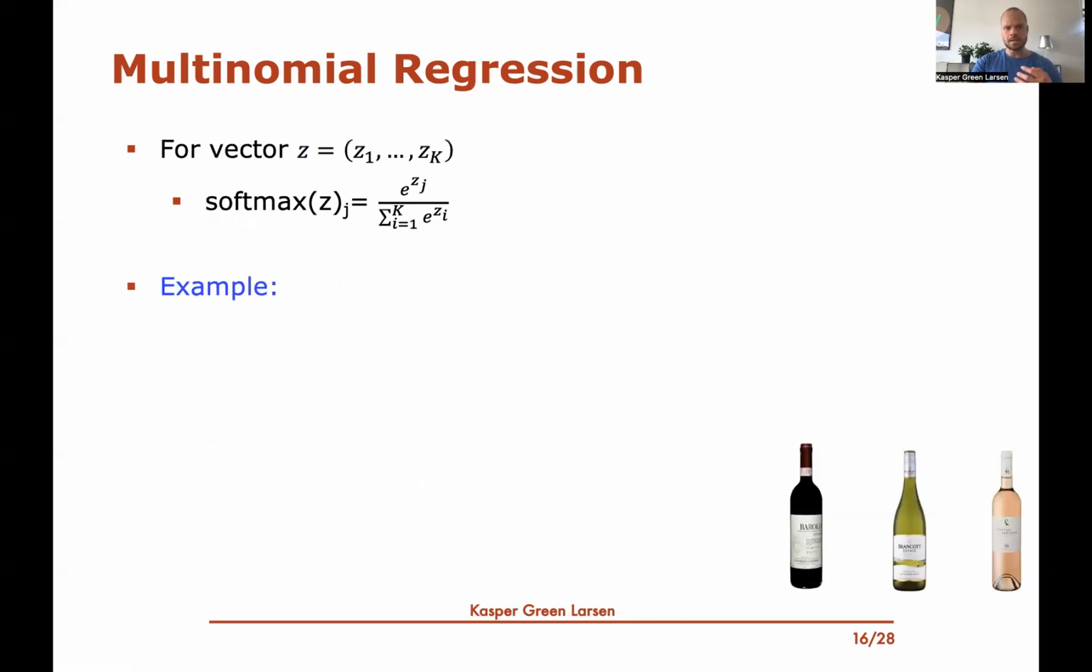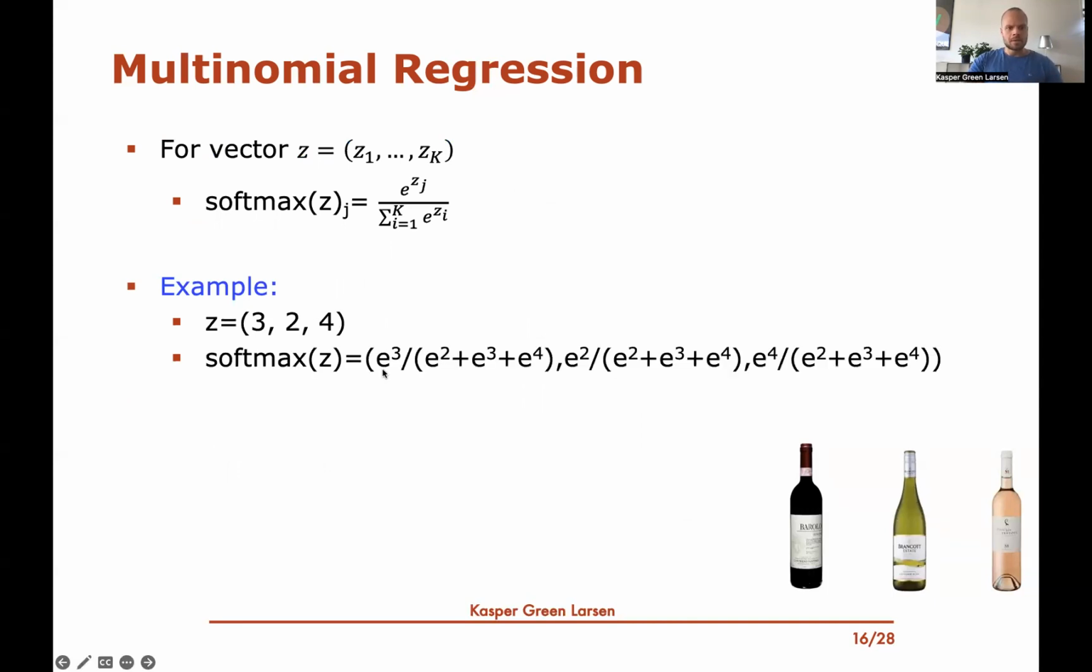So maybe it's worth just looking at an example. Let's say I have the vector 3, 2, 4. What does softmax of this θ look like? In the first entry, I take the first entry of θ, I take e raised to that number, and then I normalize it by the sum of e raised to each of the individual entries: e squared, e cubed, e to the 4th. The second entry is e squared because we have a 2 in the second entry, normalized by the sum of e to each entry. And finally e to the 4th divided by the sum of each of the individual entries here, e squared plus e cubed plus e to the 4th.